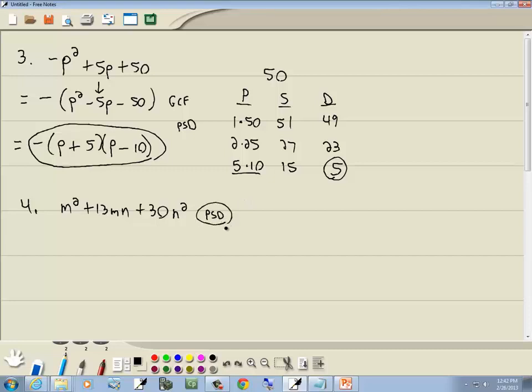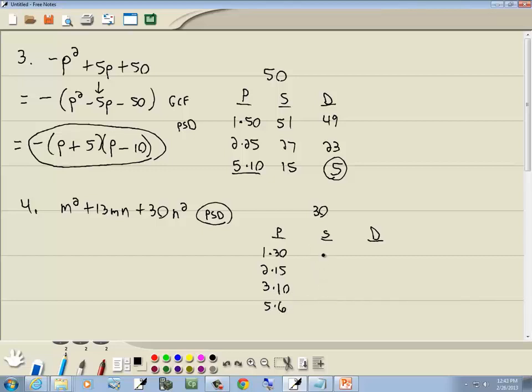We got some extra junk in here, but we'll see how to handle that. We take our number at the end, which is a 30, ignoring signs. We also ignore that n squared. And we're going to come up with our columns. We'll write down all products that give us 30. We got 1 times 30, 2 times 15, 3 times 10, 4 no, 5 times 6.